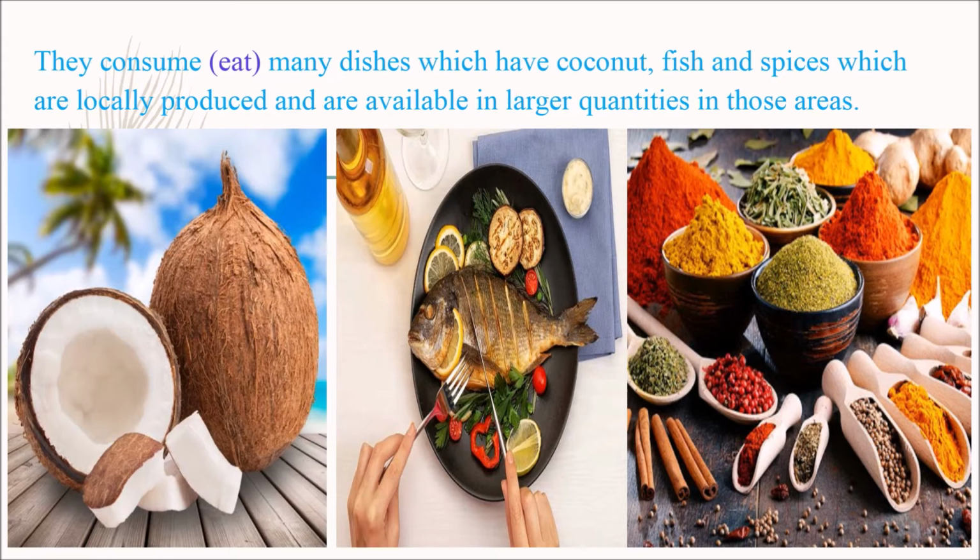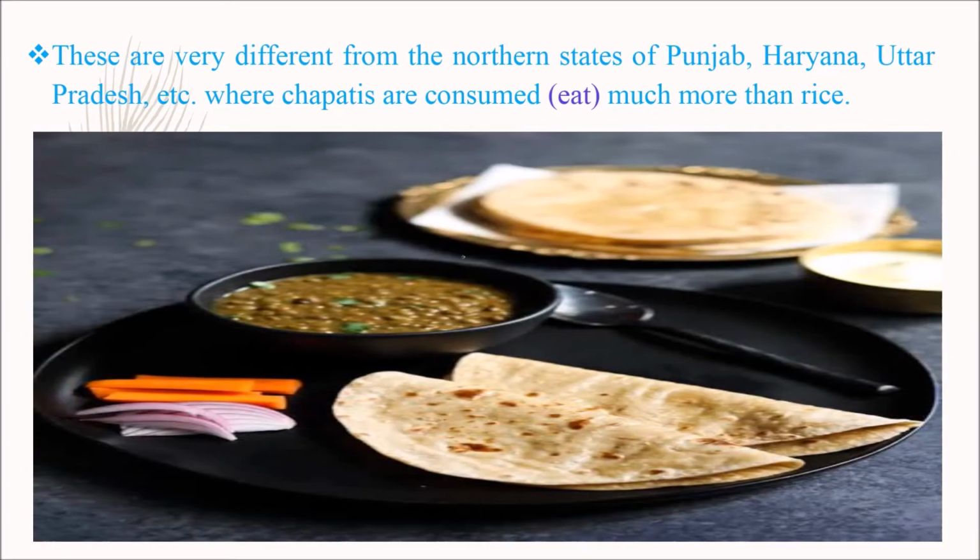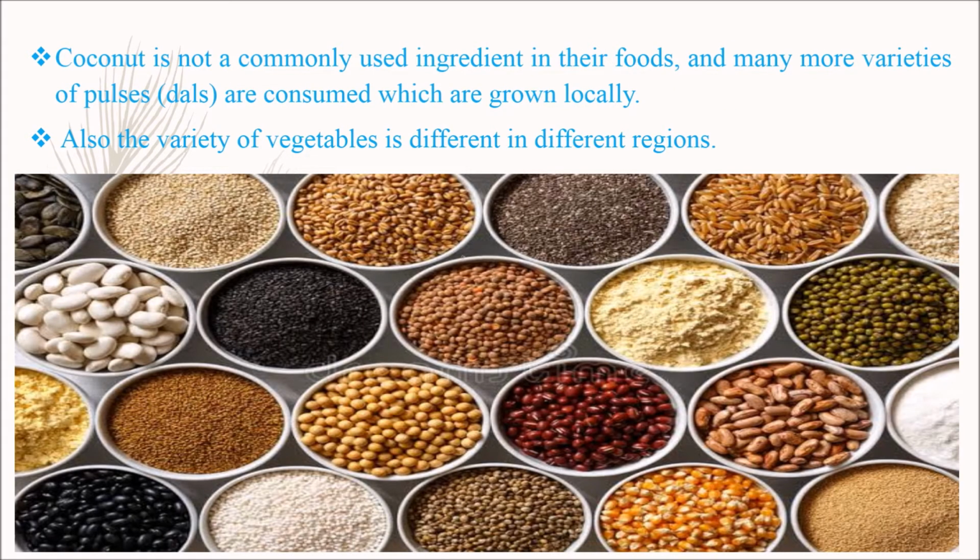Here we can see the picture of coconut, fish and different kinds of spices. These are very different from the northern states of Punjab, Haryana, Uttar Pradesh, etc., where chapatis are consumed. Here consume means eat much more than rice. Here we can see the picture of chapatis. Coconut is not a commonly used ingredient in their foods, and many more varieties of pulses, which means dals, are consumed which are grown locally.